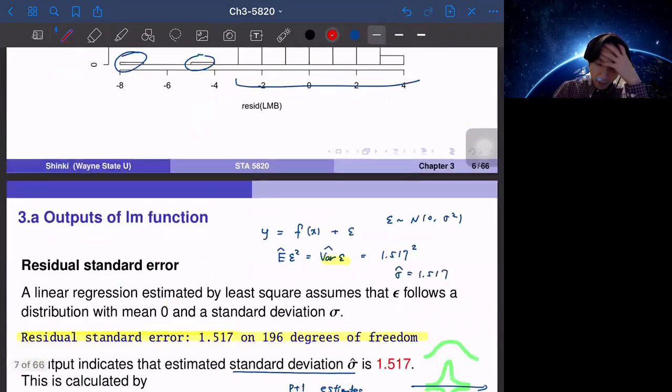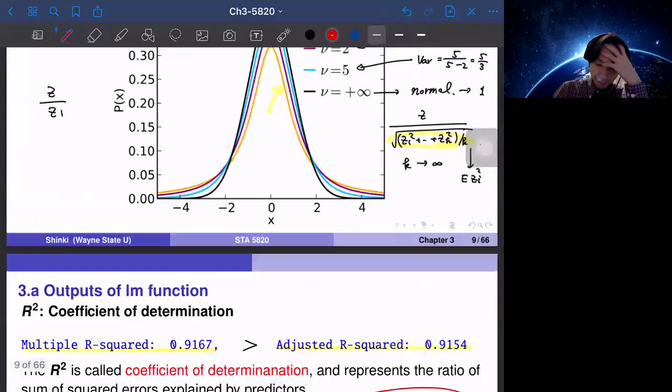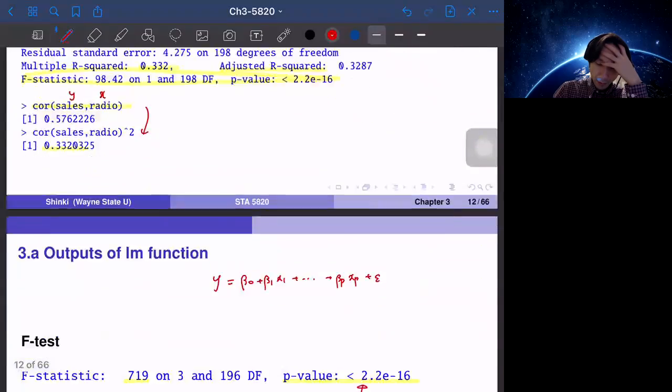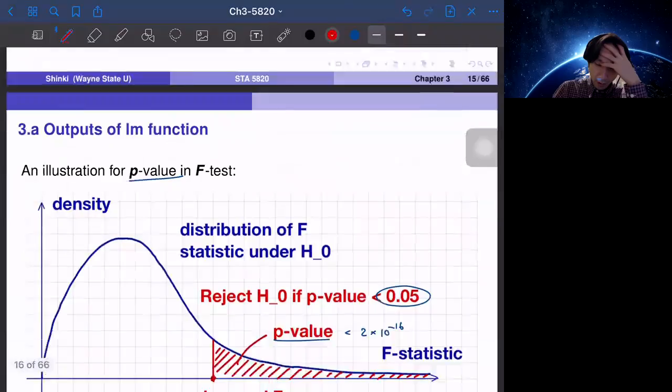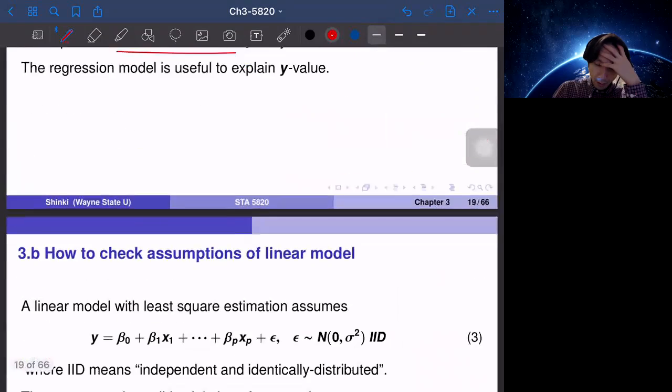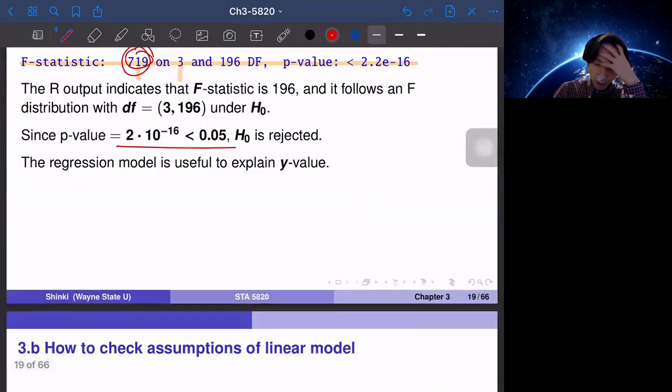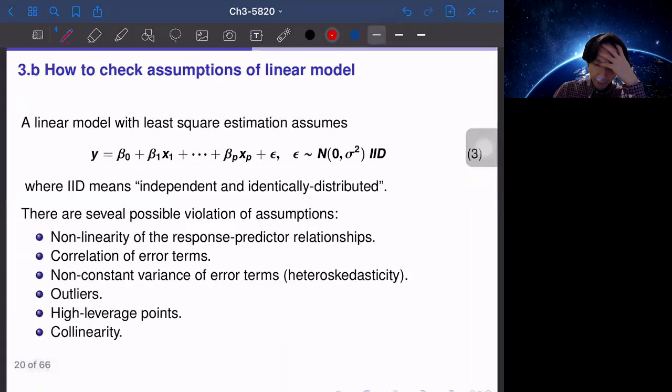Okay, so now this 3B. Yeah, so now that we discussed how to check assumptions of the model. So suppose this is the model, original model. Then basically the assumption is here. So error term is normal and independent and identically distributed. Independent means they're not related to each other.